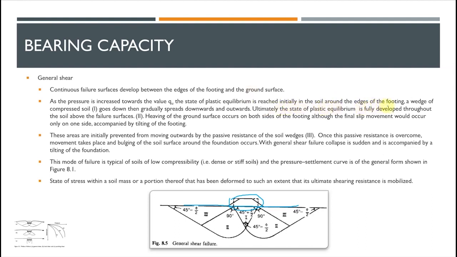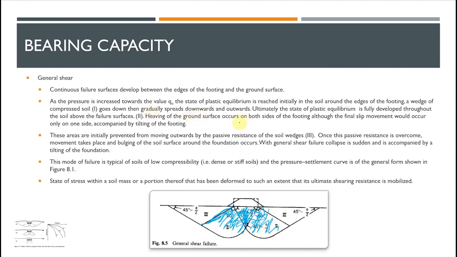Initially in the soil around the edges of footing, a wedge of compressed soil, so kalau tengok 1 dekat bawah ni, goes down then gradually spreads downwards and outwards. Jadi dia akan spread downwards and outwards. Ultimately, the state of plastic equilibrium is fully developed throughout the soil above the failure surface. So akan jadi dekat sini lah, above the failure, dekat number 2. Okay, because dia dah spread, dia dah beralih the resistance tu.